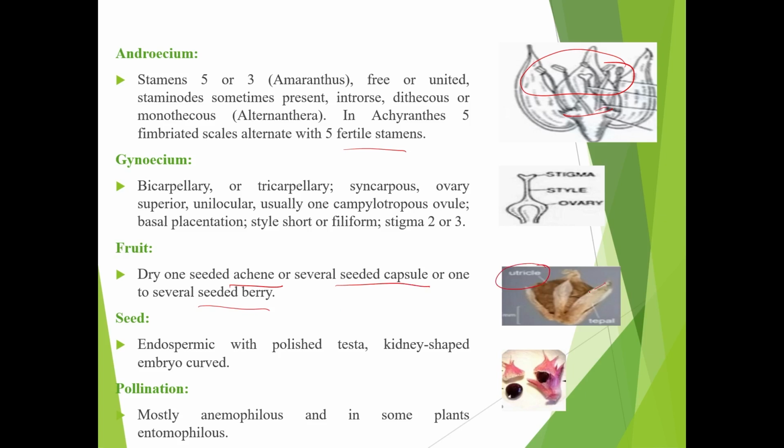And here you can see the dry tepals, which are membranous and dry, and here you can see the fruit which is developed. And the seeds have a thick testa. Generally, they are kidney shaped, and the embryo is curved. You can see the seeds here. And in this group, pollination is mostly done by insects, that is, entomophilous.